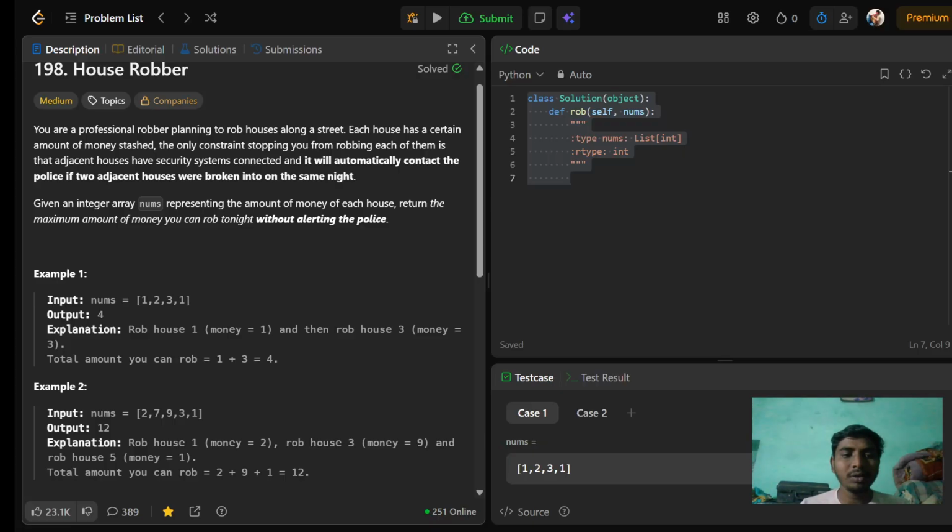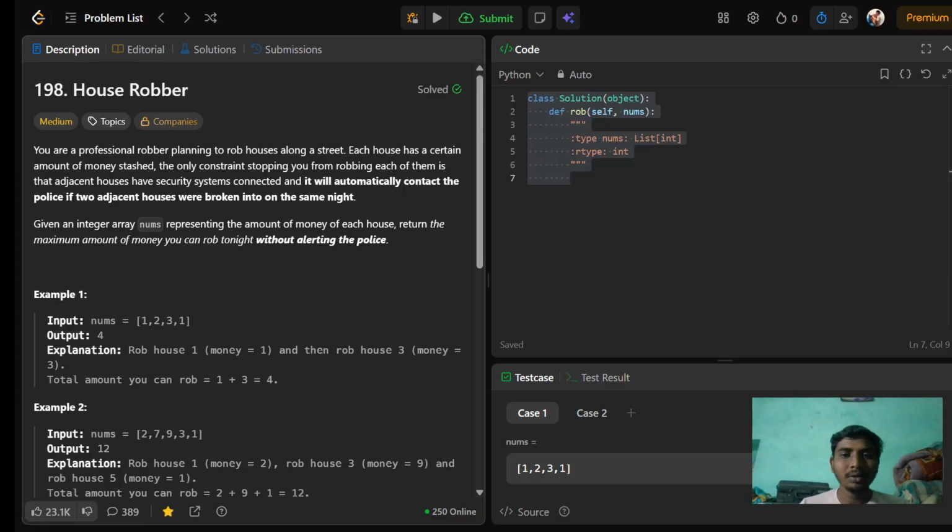If he robs the first house, he needs to ignore the second house and he can rob the third house. In a similar fashion, if he robs the second house, he cannot rob the third house and he can rob the fourth house. We can understand it better by taking some test cases.